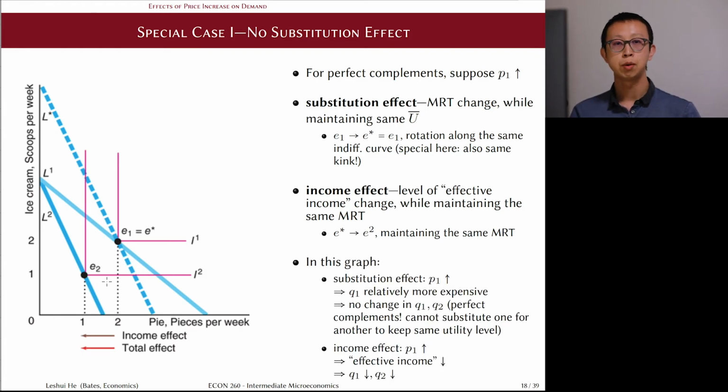In this case, both goods are normal goods. So from the income effect, the demand of both goods decreases, and this is the overall effect.